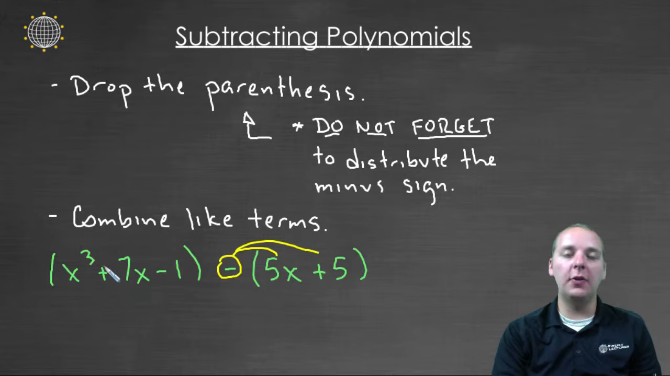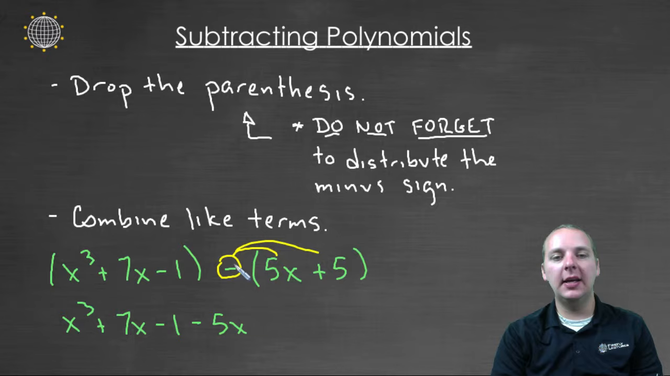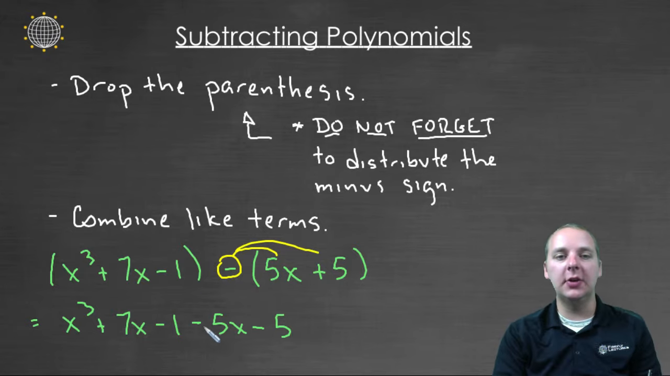You don't have to do that for the first polynomial, the one before the minus sign, but you definitely have to do it for the one after the minus sign. That's a very common mistake that a lot of students make. So let's do that. We'll have x cubed plus 7x minus 1, and then minus 5x, and then a minus 5 instead of a plus 5. So that's the collection of terms that we're going to have in our answer. So in some sense, this is our answer. This is the difference of these two polynomials.